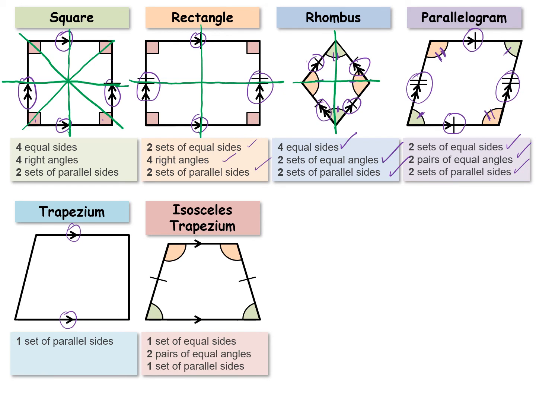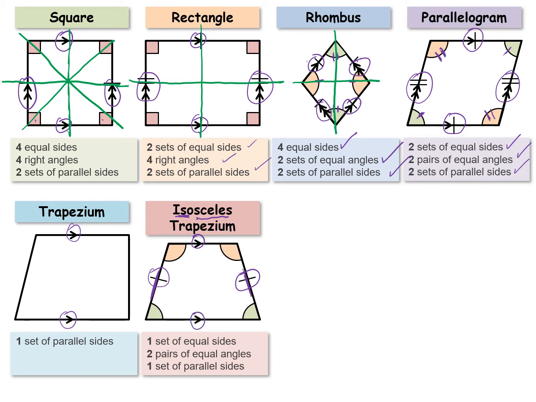Here we have an isosceles trapezium because we've come across this word before, isosceles. So iso means equal and sceles means legs. So we have two equal legs here. So here and here are our two equal legs. So this side is the same size as this. And also the trapezium has to have one set of parallel sides. So this side is parallel to this side.